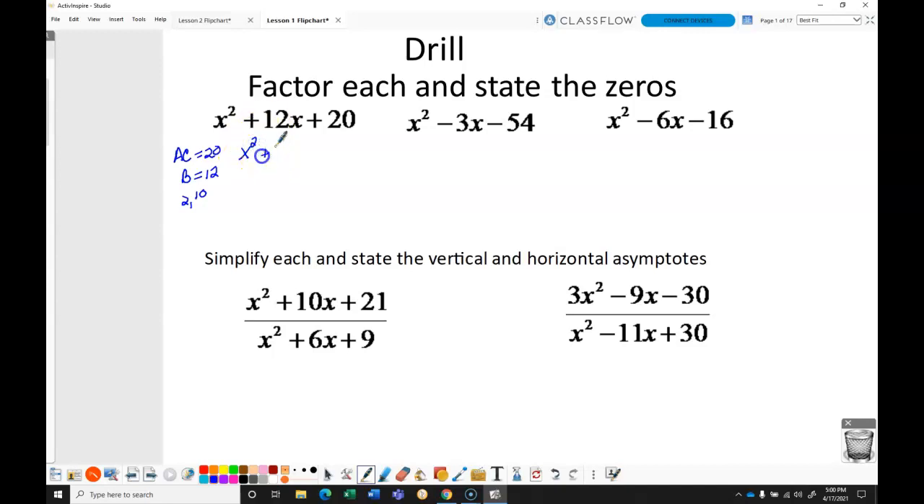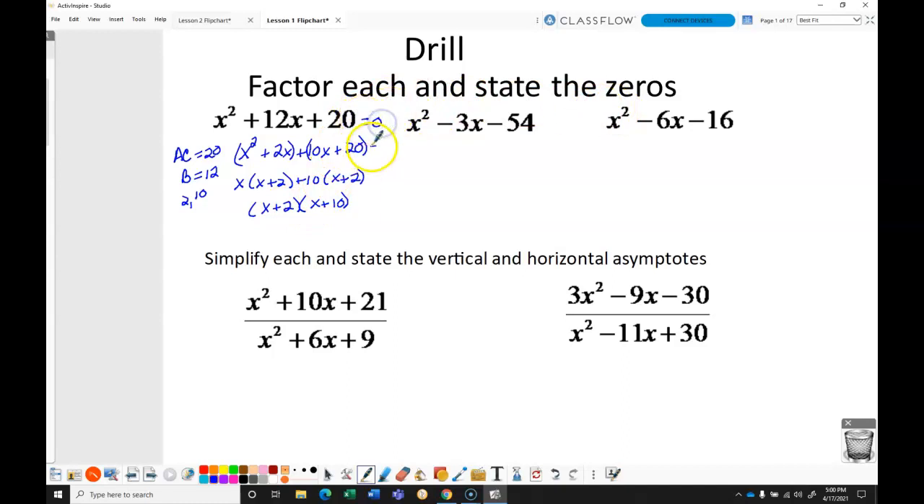So x squared plus 2x plus 10x plus 20, and then I group the front 2, pull out an x, and I have x plus 2. I group the back 2 and pull out a 10, and I'm left with x plus 2. And so my factors are x plus 2 and x plus 10. Okay, so I could have just taken this 2 and the 10 and thrown it in there just like that and been fine. Then it wants me to find the zeros.